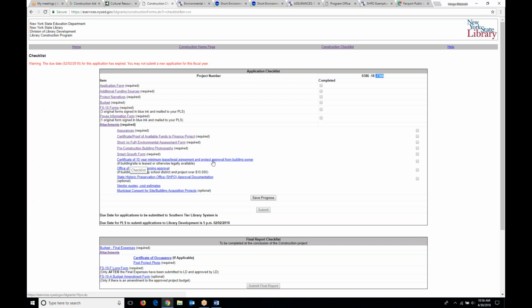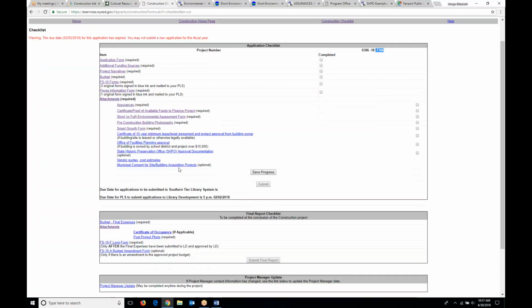If you own the building, by you here I mean the Board of Trustees owns the building, you can skip this. If you don't own the building, we need a copy of your lease. Office of Facilities Planning Approval. Is your building owned by the school district or your Board of Trustees? It is my understanding in the STLS system, we don't have any buildings that are actually owned by the school district. They're all owned by either the municipality or the library Board of Trustees, in which case none of our libraries need Office of Facilities Planning approval.